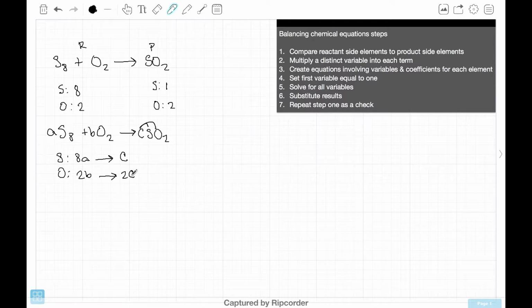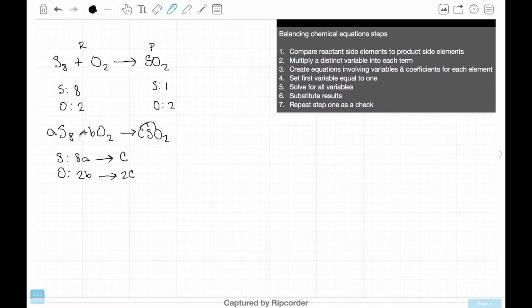And if you did this step correct, it should mirror what happened up here. You see you have 8 S's, so you have 8 A's. And you have 1 S, so you have 1 C. You have 2 O's, you have 2 B's. And you have 2 O's, so you have 2 C's. So as long as those match, you know that you did your multiplication right over here.